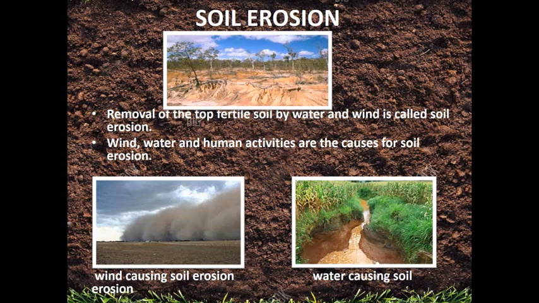So the causes for this soil erosion are, it might be because of heavy wind or floods, and even human activities like cutting down trees, overgrazing by animals. These are the causes for soil erosion.